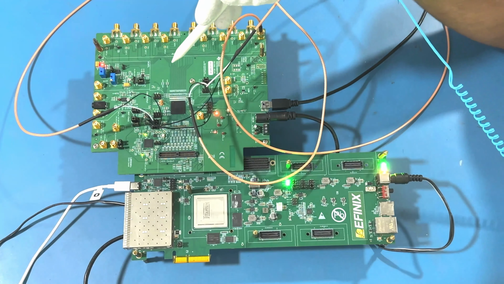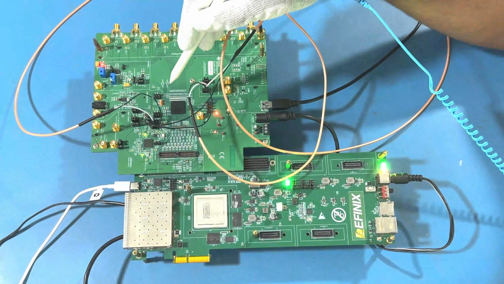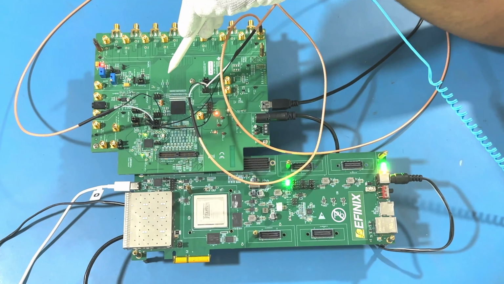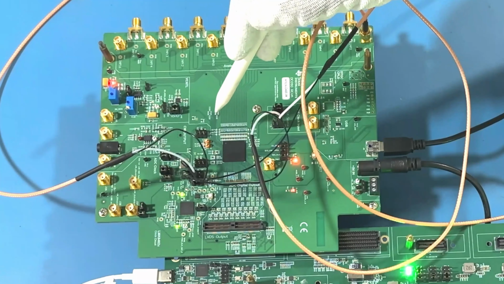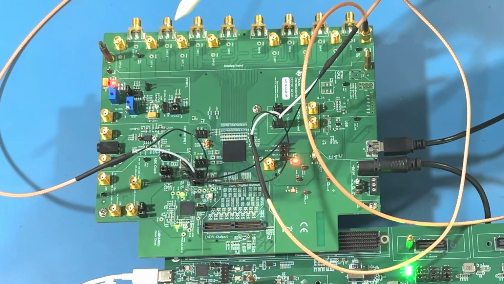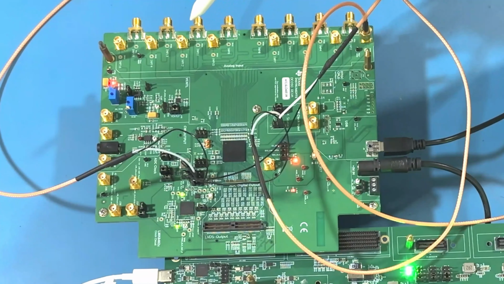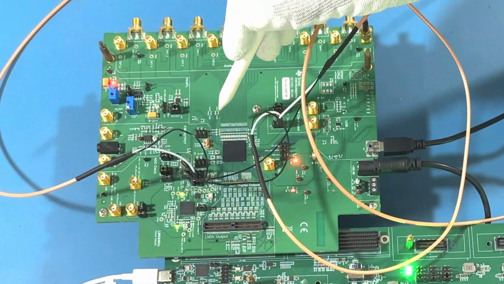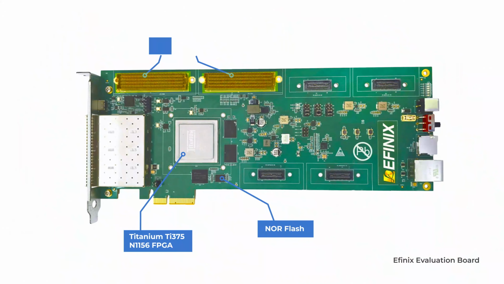On the second eval board, this is our TI ADC eval board, on which we have our TI ADC AFE58JD48, with 16 channel ADC inputs. On the ADC we have two JESD204B dies which capture the data from 8 channels each, and we are using one die. That die processes the data of 8 channels and then sends the digital data to the FPGA through this FMC connector. The Efinix eval board has two HPC FMC connectors, and we are sending data through one of them.